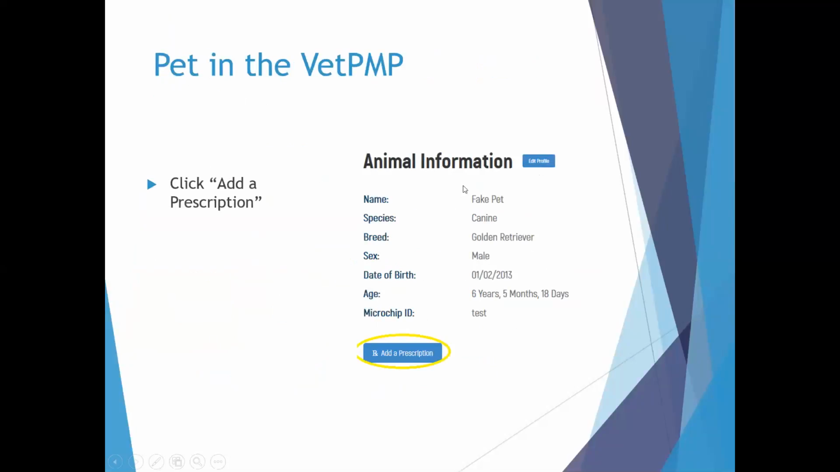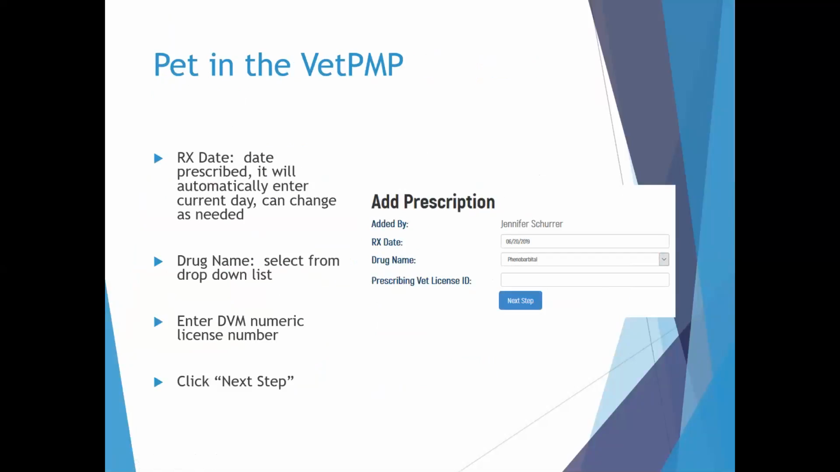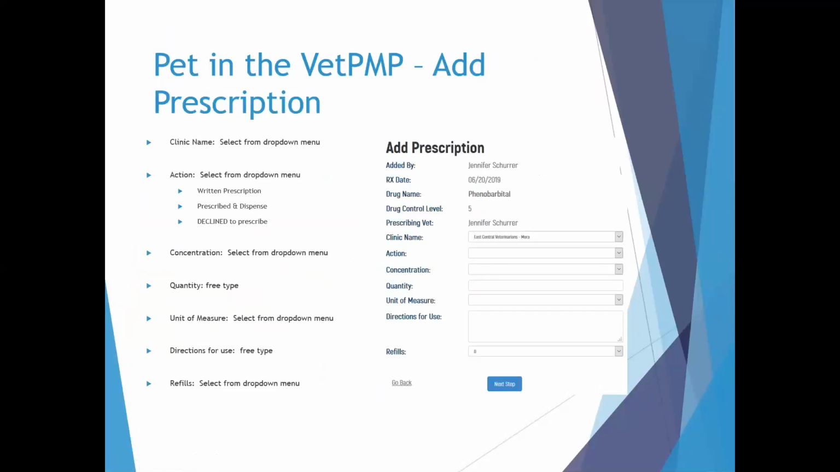At the bottom of the pet's page, there is a button called Add a Prescription. You will need to click on this. At this point, it is going to ask you for the date of the prescription. It will auto-enter today's date, but you can backdate this prescription date if needed. Second, you're going to pick the drug name from the drop-down list. And third, you need to enter the prescribing veterinarian's license ID. Click Next Step, and it will take you to a screen where we have just 6 more pieces of information to work through.